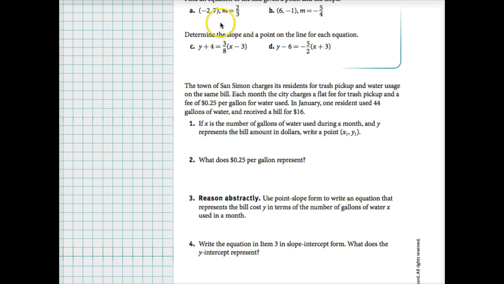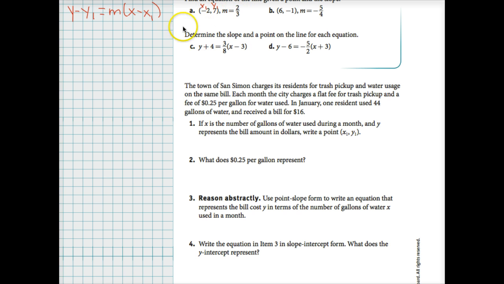So here, I'm going to use my point slope form. I'm going to write it again over here. I know you can still see it on your paper, but since I've scrolled past it, I'll put it right here. So for A, this means that my x1 is -2, my y1 is 7.